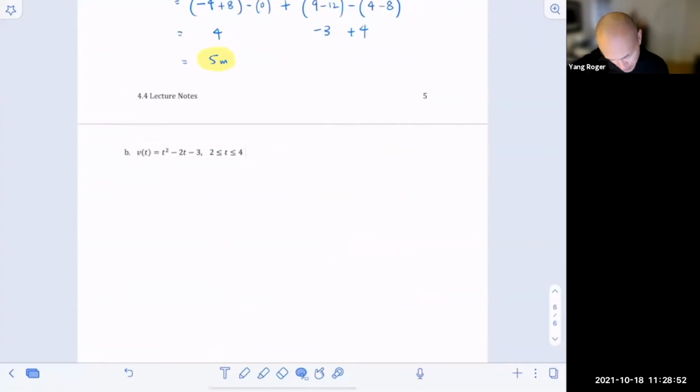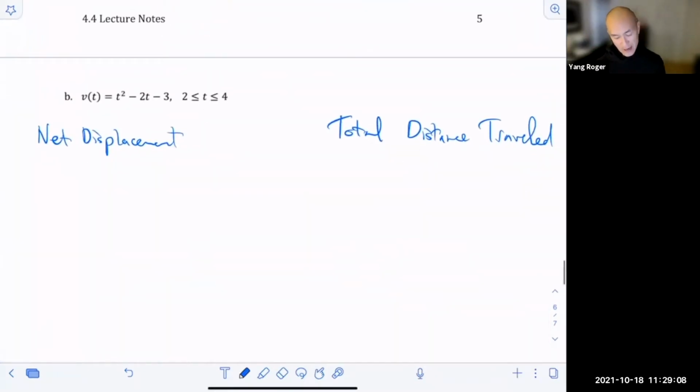Okay. So you want to find the net displacement. And then you also want to find the total distance traveled. So try that.